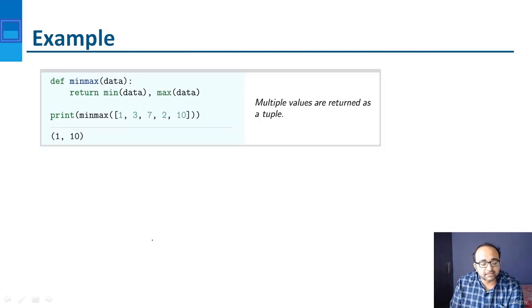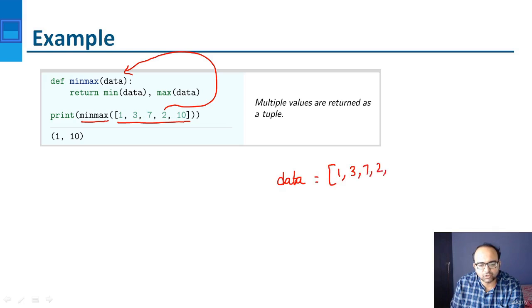Consider another example. Whenever we want to return multiple values, they will be returned back to the calling function with the help of a tuple. Let us consider a function called minmax, which takes a list as a parameter. The list is supplied as a parameter to this function and copied into data. So data now becomes a list of elements: 1, 3, 7, 2, 10.